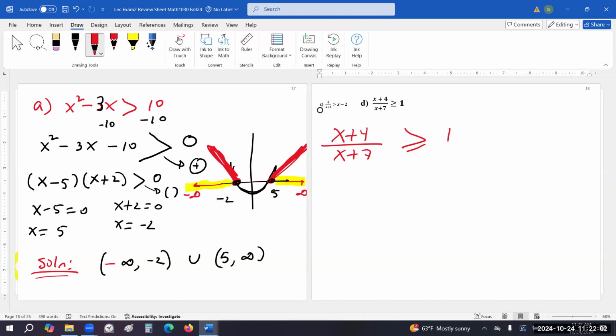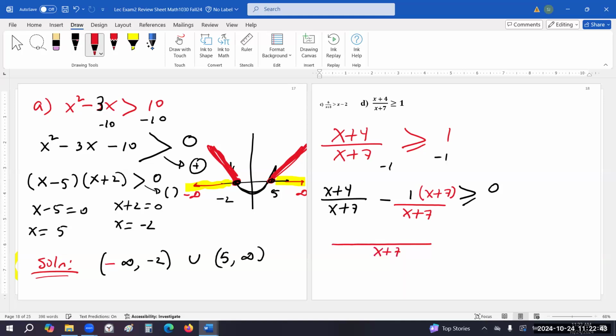So what is our step 1? Minus 1. So we have x plus 4 over x plus 7, minus 1, bigger than or equal 0, but we cannot combine them until we get what? We want to have the same denominator. So we multiply top and bottom by that. Once we have our LCD, we get lazy and we write it only once.